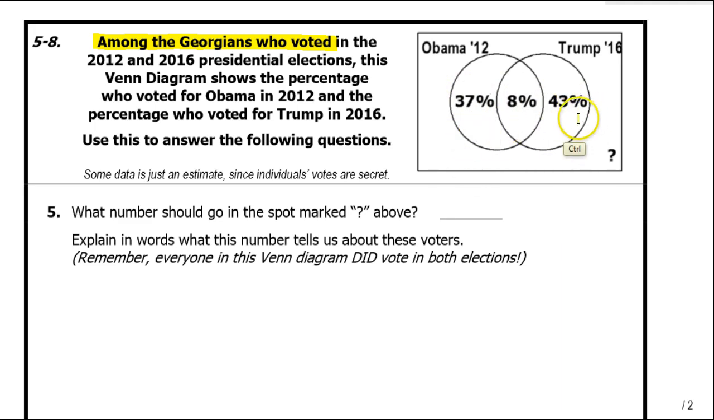Now, what is the number that goes here? Well, these are all percentages. So that means we're talking about out of 100. That's what percent means, per 100. So the total of the whole universe would be 100% of the people. That's automatic when you see percentages. So we need to add these numbers up and subtract from 100 to see what the leftover percentage is.